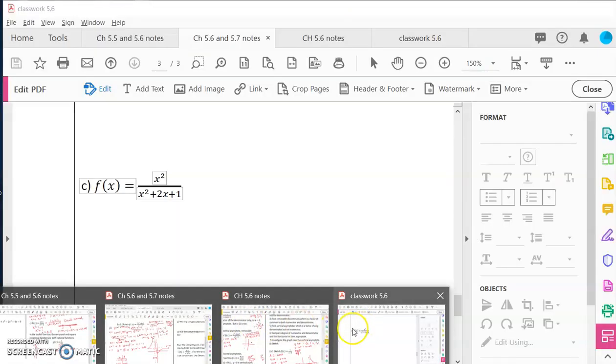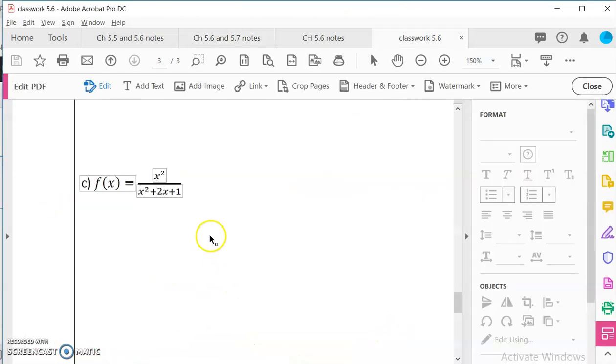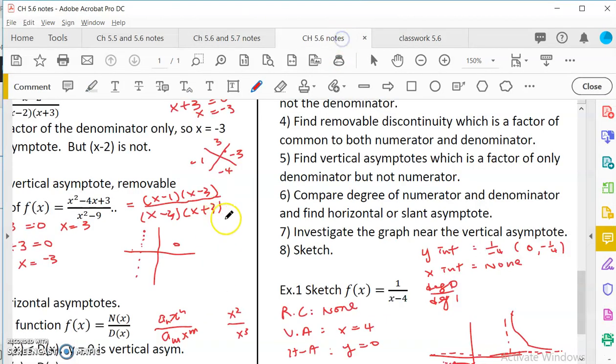Okay. So that's what it is. It's this one.